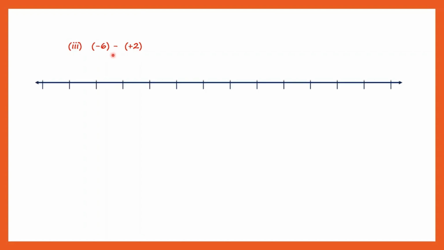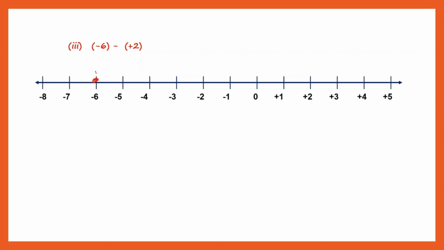Question 3. Minus 6 and plus 2, and this is subtraction. So first step is drawing the number line, getting all our numbers there and marking minus 6 and plus 2 on the number line. So we have minus 6 here and plus 2 here. So let's mark both those numbers. So we have minus 6 here. So we're going to start from here and we have plus 2.